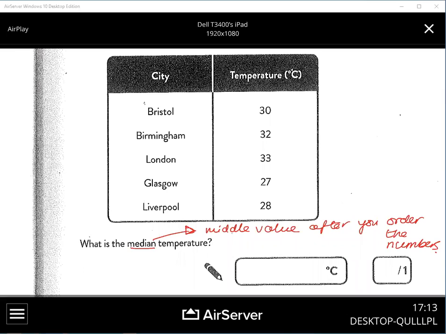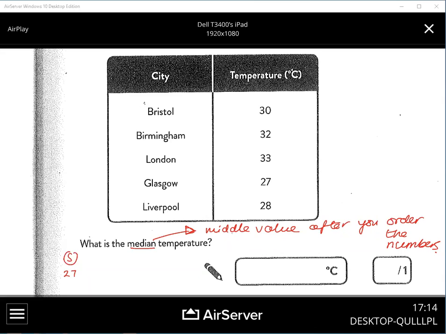Okay, what is the median temperature? So we said the median temperature is the middle value after you order the numbers. So Ariana, look at the question. Give me the numbers in order now, please. If you want to start with the smallest first, or start with the largest, that's not a problem. But we normally start from the smallest to the largest. The middle will be the same whether you do it either way, but just out of preference, we normally do smallest to largest. That's just our personal preference.